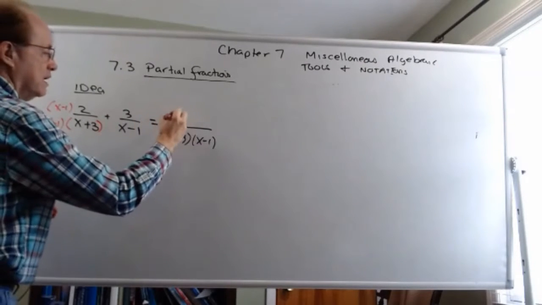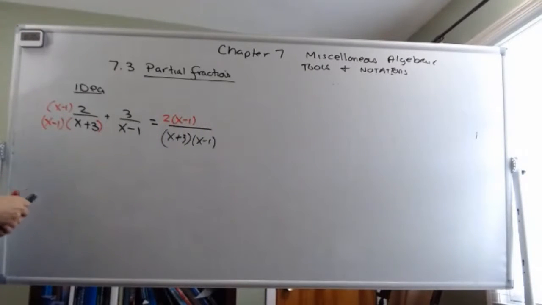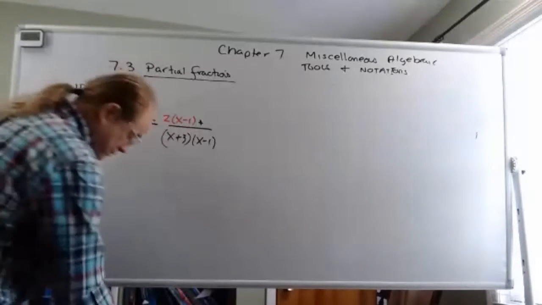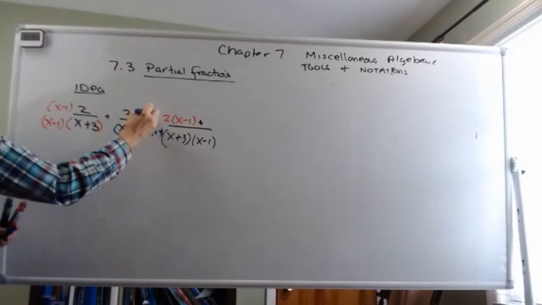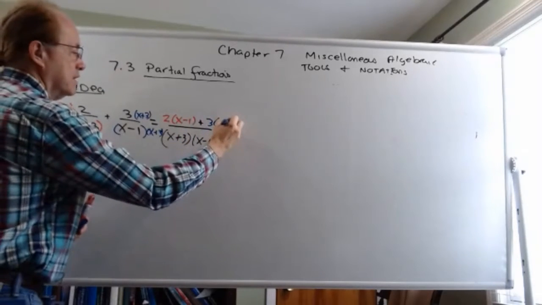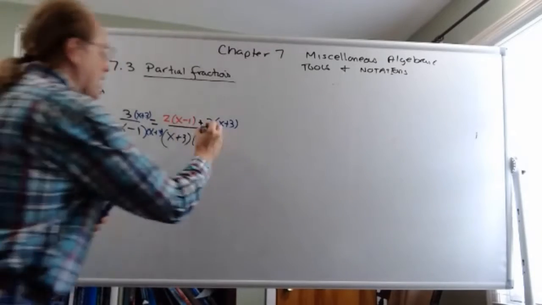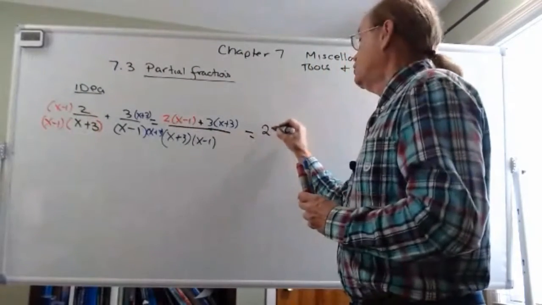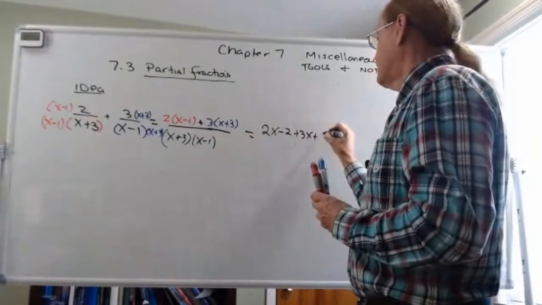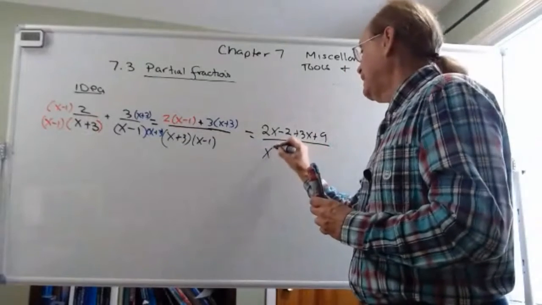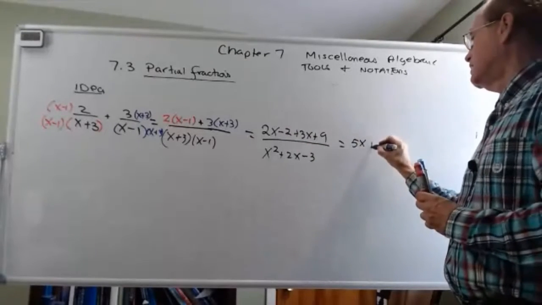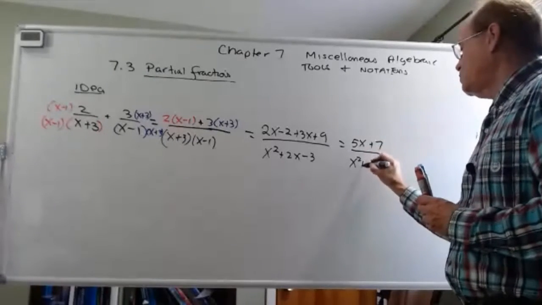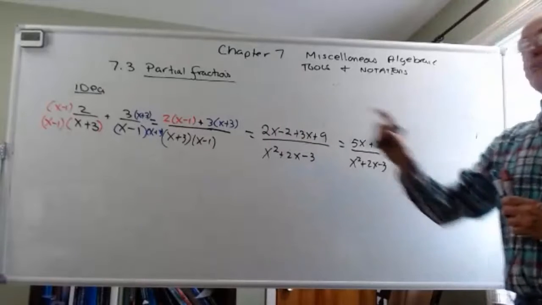So what do I have here? I have 2 times x minus 1, plus, similarly over here, I have to put in the factor of x plus 3, top and bottom. So what do I have? Plus 3 times x plus 3. Now if I multiply everything out, I get 2x minus 2 plus 3x plus 9, all over x squared plus 2x minus 3. Combine everything up here, 2x plus 3x gives me 5x. Negative 2 plus 9 is 7 over this. So that's how you add two, if you will, fractions together.